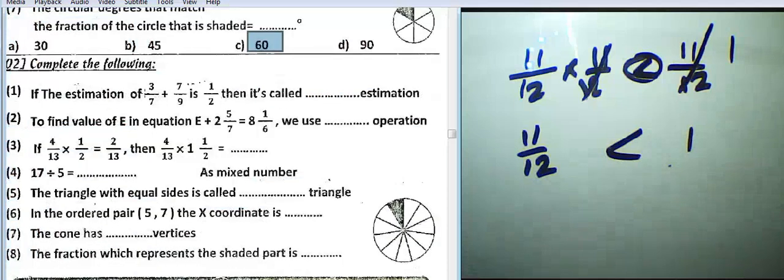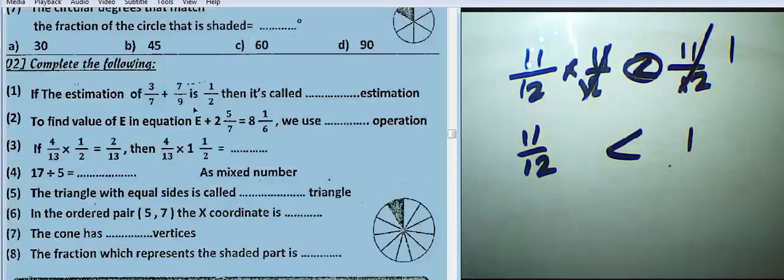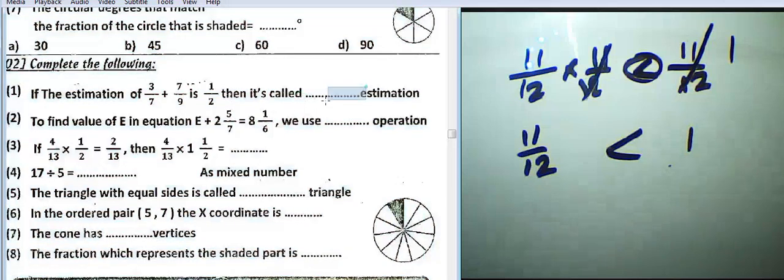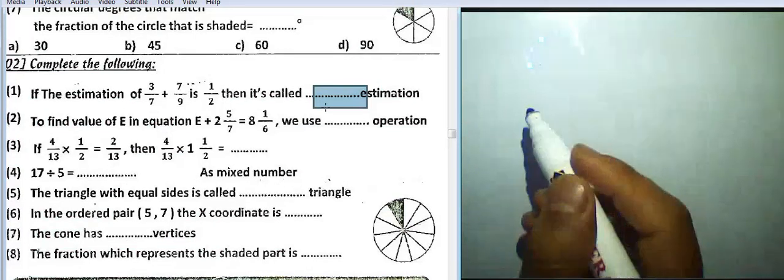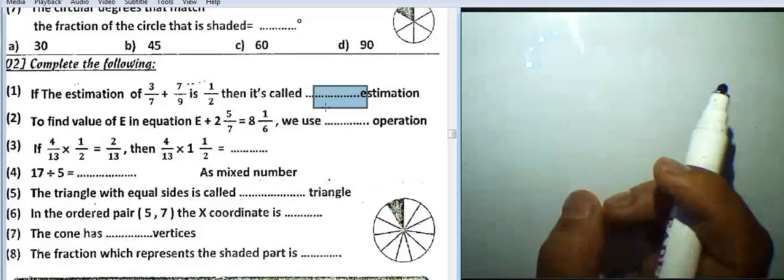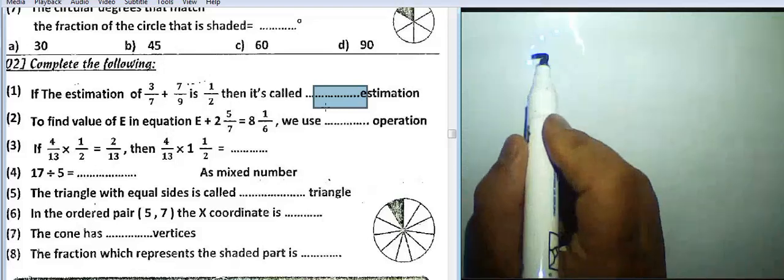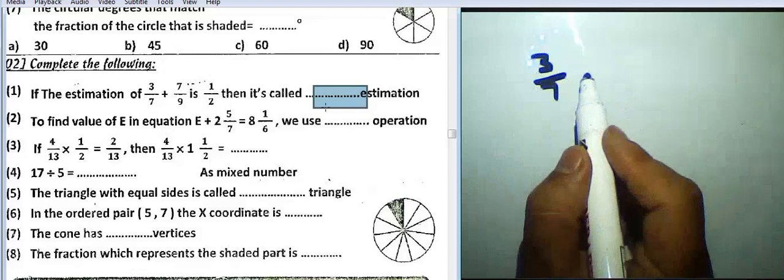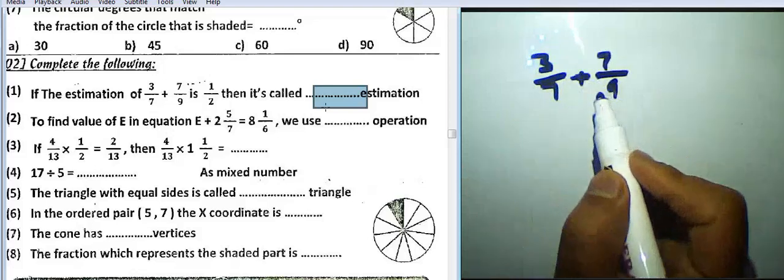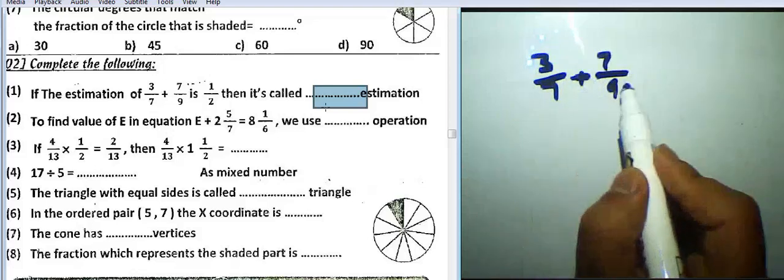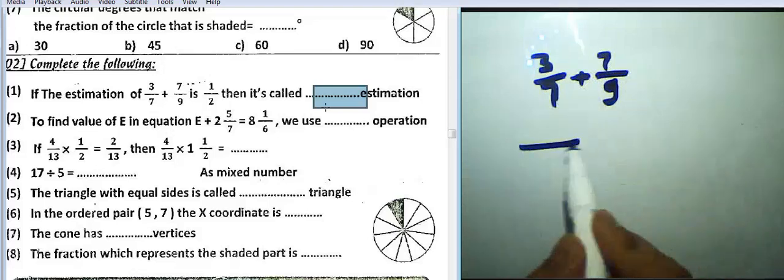Complete the following. If the estimation of 3 over 7 plus 7 over 9 is half, then it's called a space estimation. We can find the actual number and compare between the actual number and the estimation here. 3 over 7 plus 7 over 9. We can find the least common multiple between 7 and 9. 7 times 9 equals 63. Then the least common multiple between 7 and 9 is equal to 63.